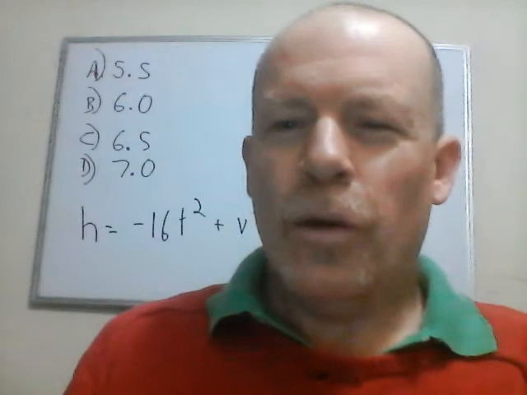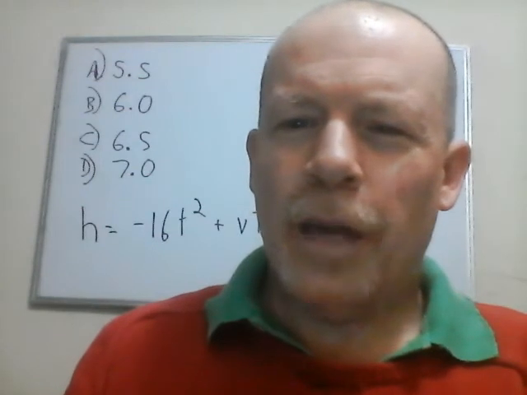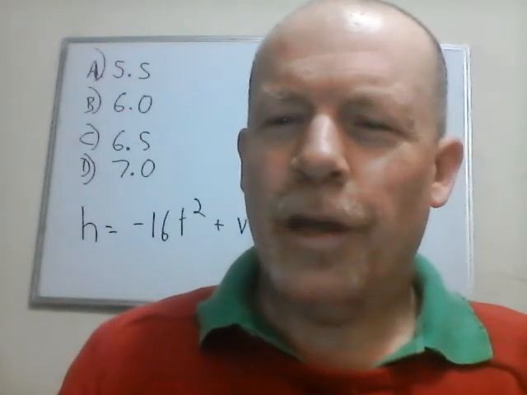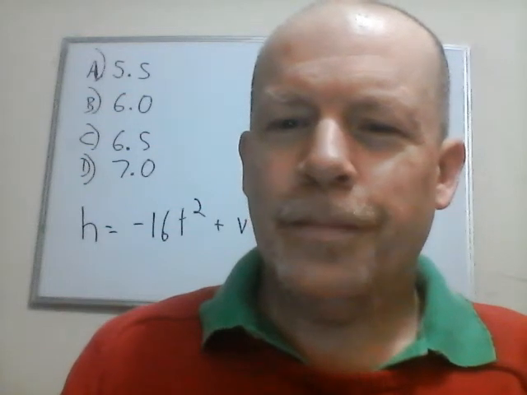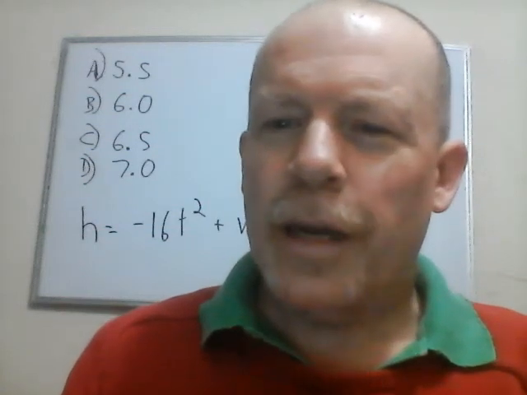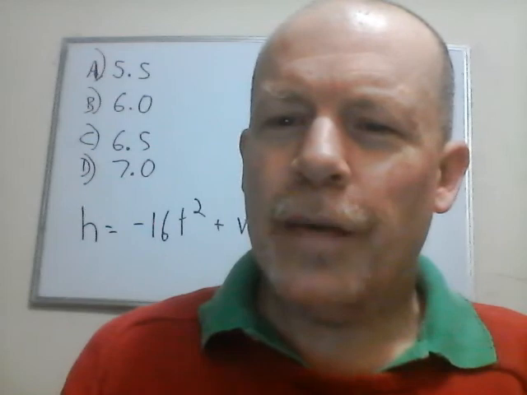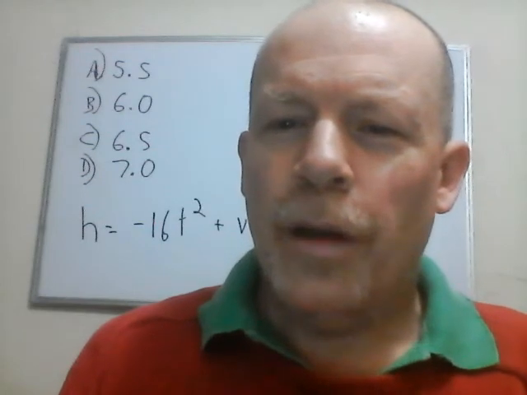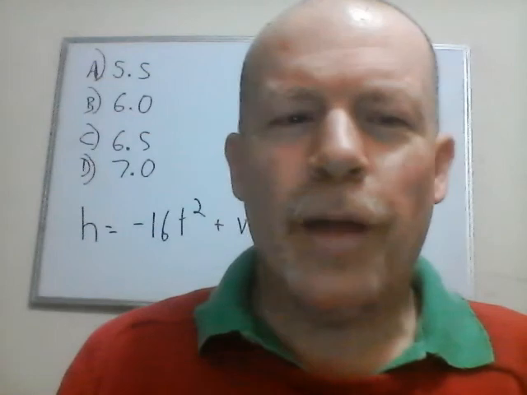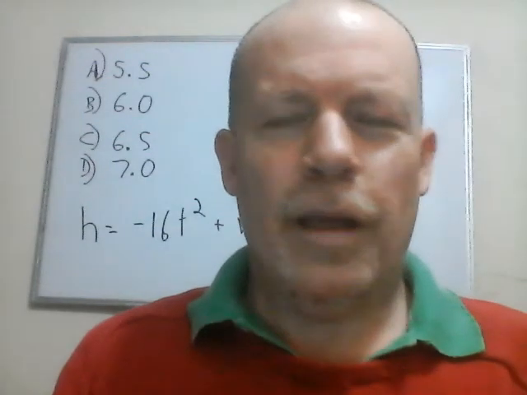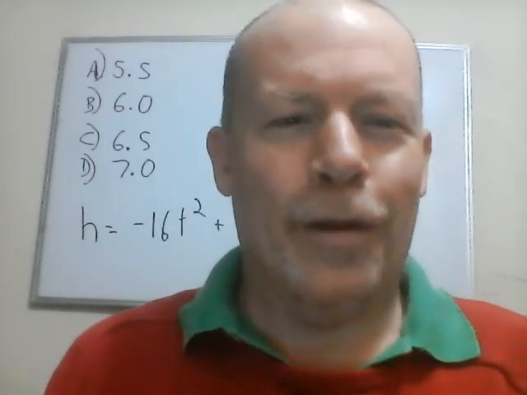It says, the equation gives the height in feet of an object launched straight upward at an initial velocity of v feet per second from a height of k feet above the ground. If the object is launched upward at a velocity of 100 feet per second from a height of 25 feet above the ground, after approximately how many seconds will the object hit the ground? And thank goodness they gave you 4 answers to choose from.